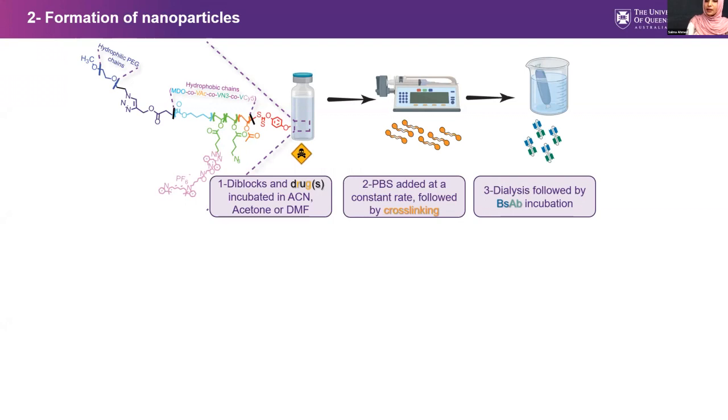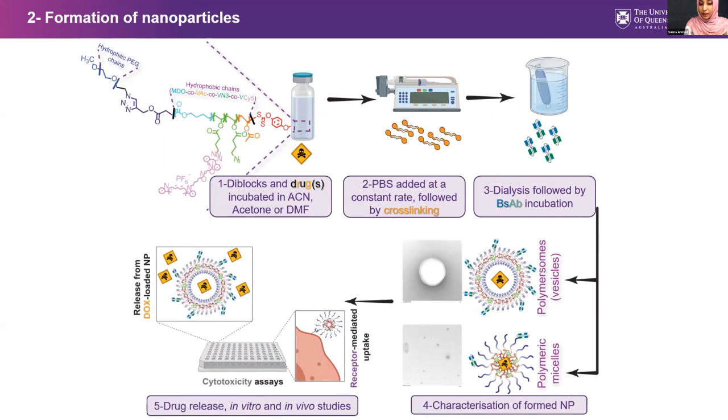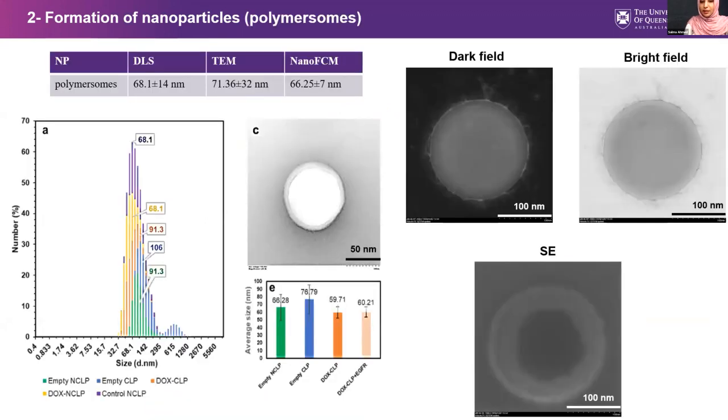And also we can conjugate the EGFR bispecific antibodies in this step, making use of the methoxy end in the PEG molecules. After that, we have our nanoparticles ready for use and ready for different applications in vitro and in vivo. So here I'm showing you some of the results that we obtained.